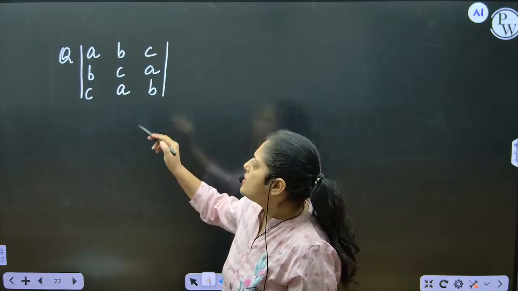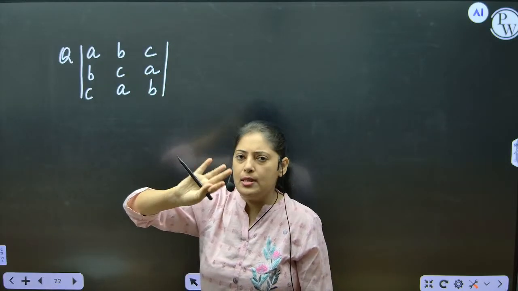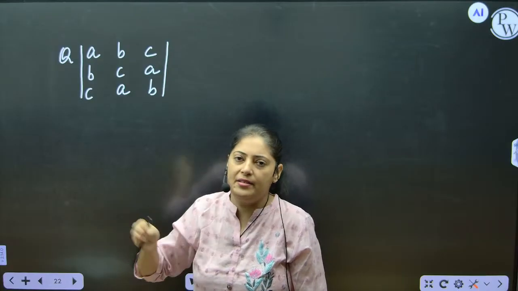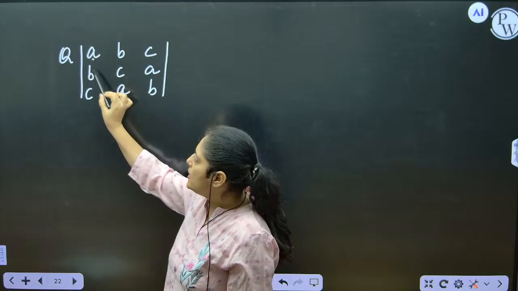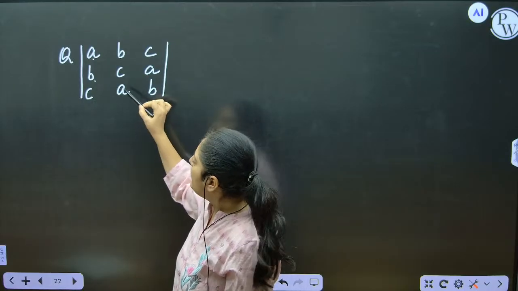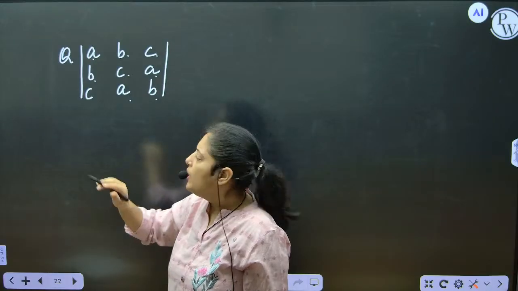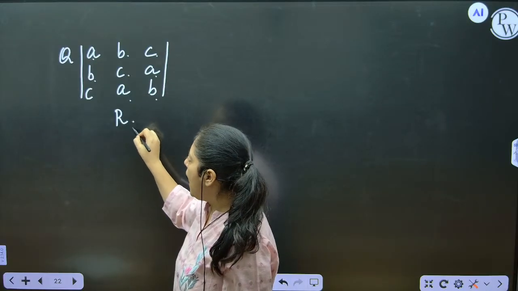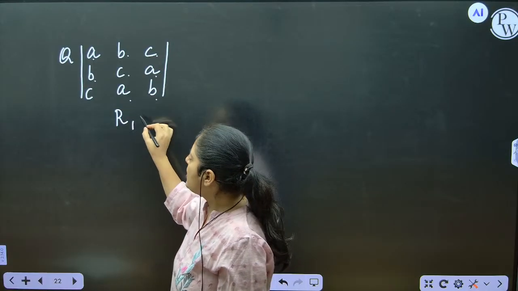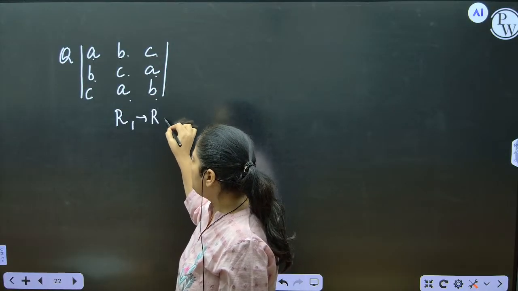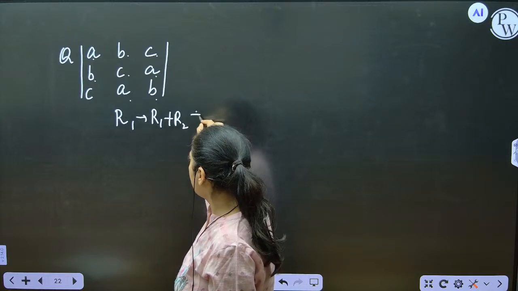Now see, all the three things we can see over here are A, B, C, segregated somewhere or the other. What we can do is A is here, B is here, C is here. A, B, C, A, B, C. Now what I can do is R1 I am changing with what? R1 plus R2 plus R3.